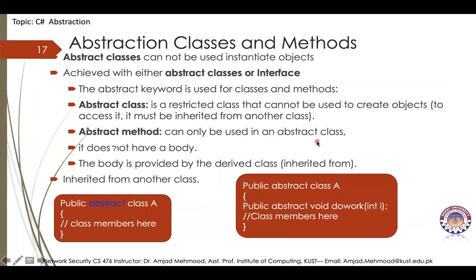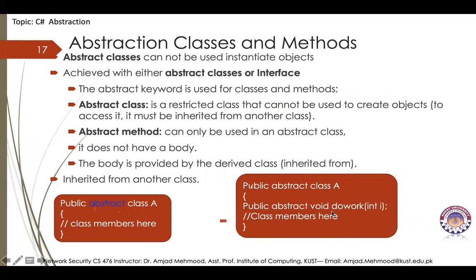So as I mentioned, if your class is abstract, then at least one method in that class would be abstract. It does not have a body. I'll show you. Here you can see that we have a class A, which is defined as abstract.